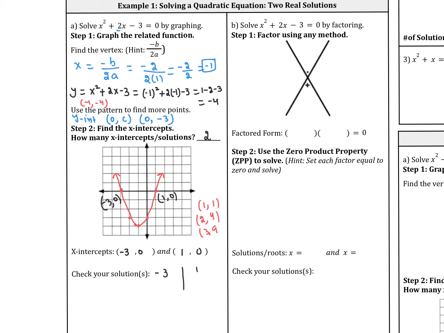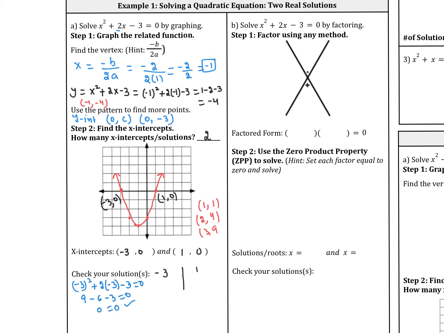We're going to check them one by one by plugging them into the given equation. First I'm going to use negative 3. So negative 3 squared plus 2 times negative 3 minus 3 equals 0. That's going to be 9 minus 6 minus 3, so 0 equals 0, which is true.